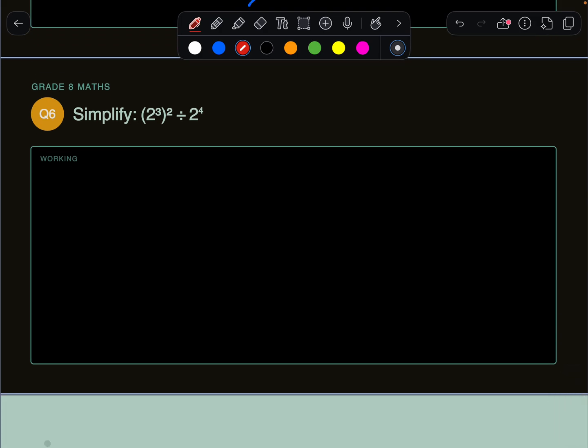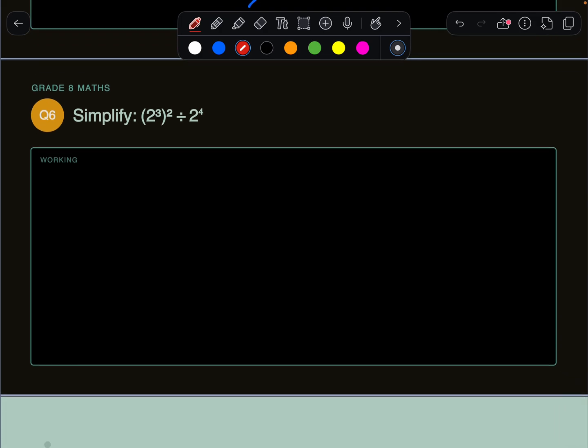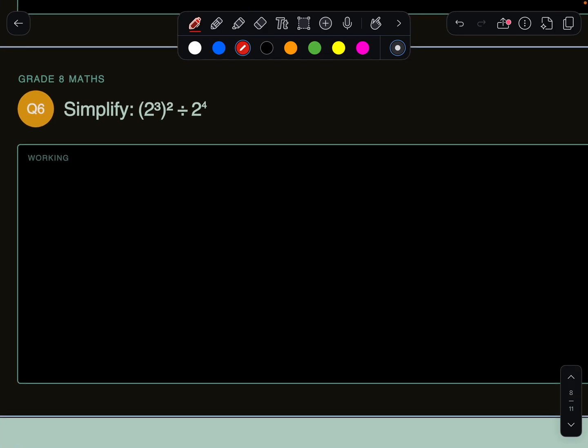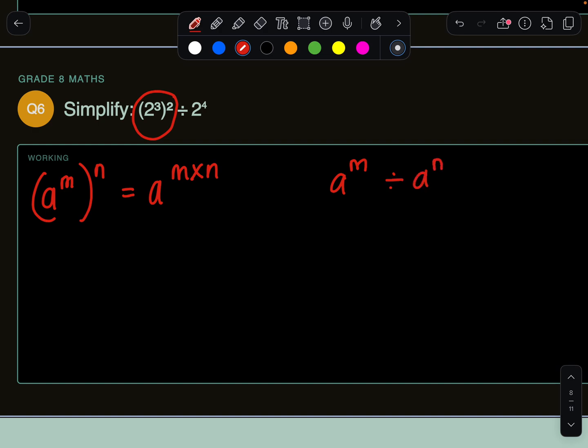Question 6. They're just starting to combine a few laws now to test if we can do a few steps in one. So we can see here, first of all, that part is this law, a to the m to the n is a to the m times n. So we're going to use that first. And then we're also going to use the quotient law here, so that is a to the m divided by a to the n. We can just subtract their exponents.